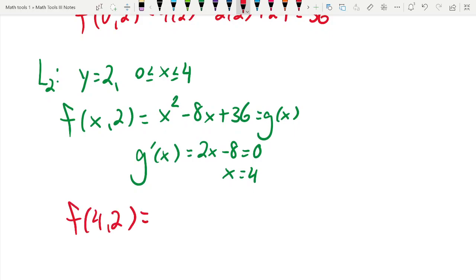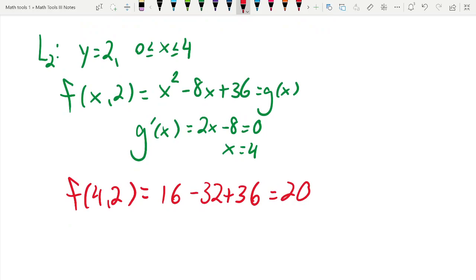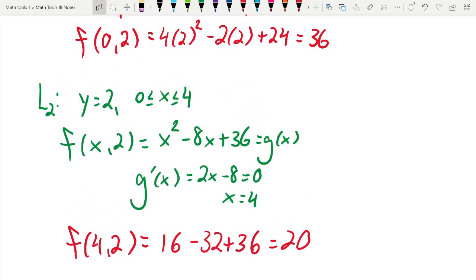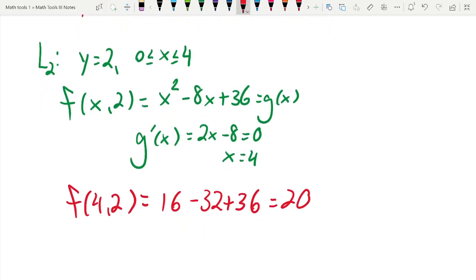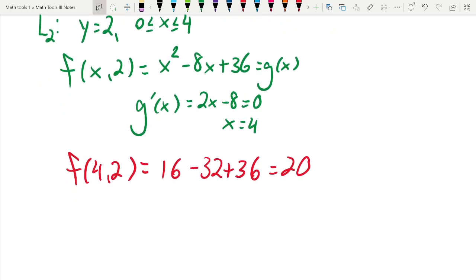Plugging in 4 here, we'll have 16 minus 32 plus 36. So it's going to be, what, 20? And that's going to be it, right? Because that's already our corner here, it looks like. So in this case, our critical point was right at the corner. So this must be an increasing function there.